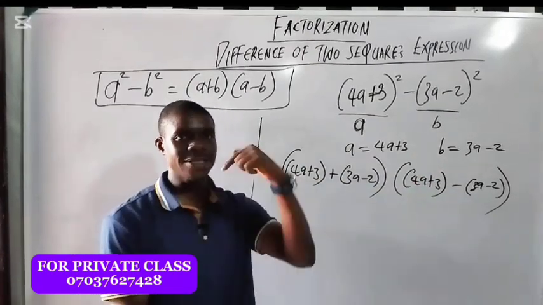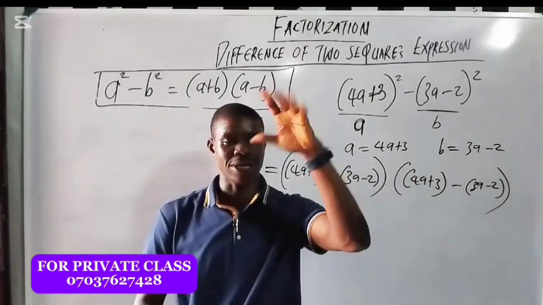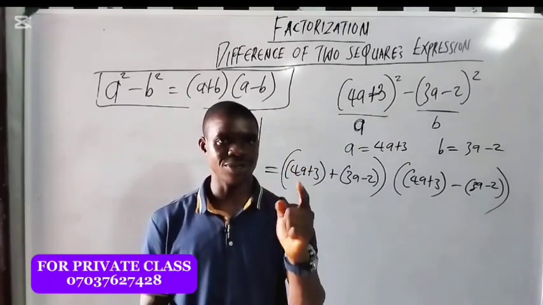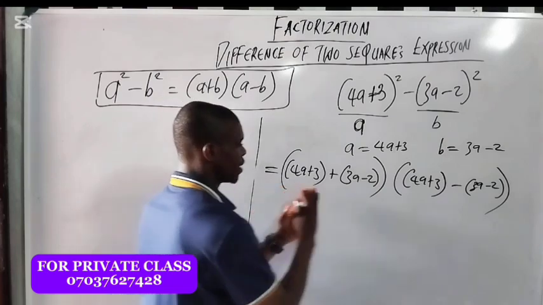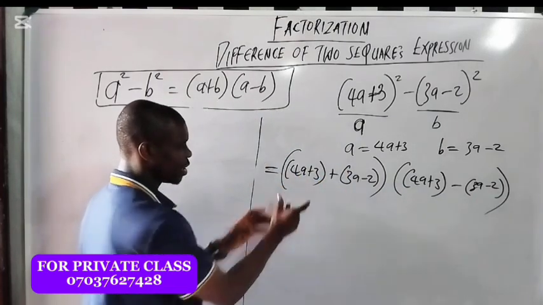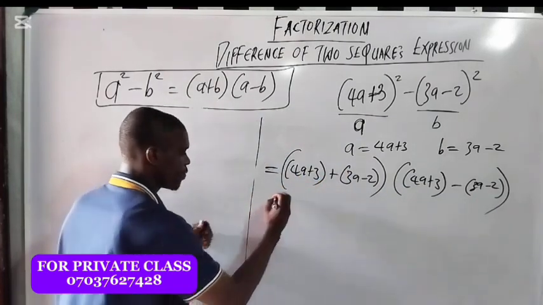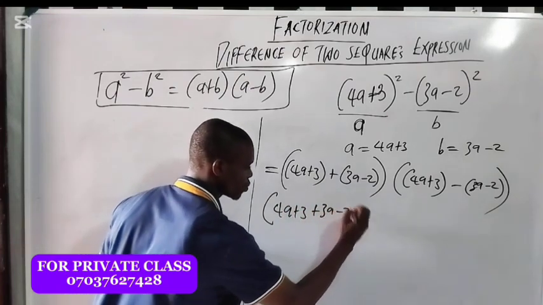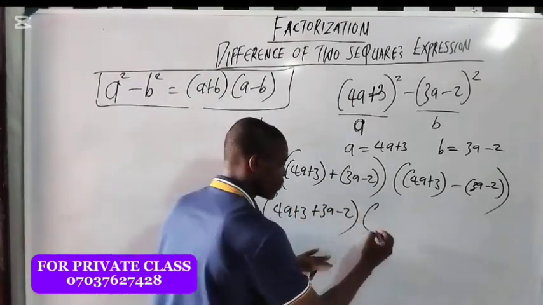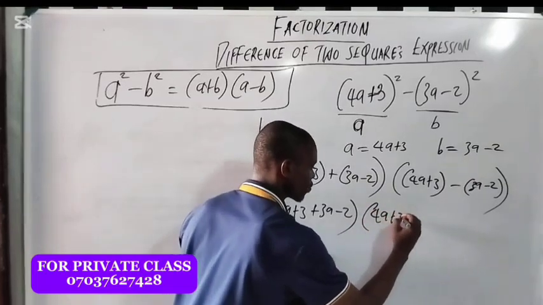Do you understand? In case you don't understand, leave a message that you don't understand. But if you are following this class here, please leave a message that you are following this class, right? Now, the next thing I want to do here is open up the bracket here, right? Let's open up this bracket. So you have 4a plus 3 plus 3a minus 2, right? Then you have 4a plus 3 minus.